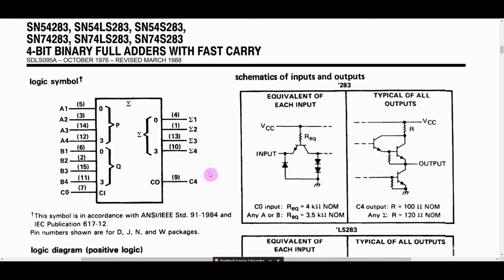The pin diagram of the 74LS283 is shown in this data sheet. Here we have the 4-bit binary inputs for operand A and for operand B. And here we have the sum outputs. This pin is the carry-in pin, and this pin is the carry-out pin.